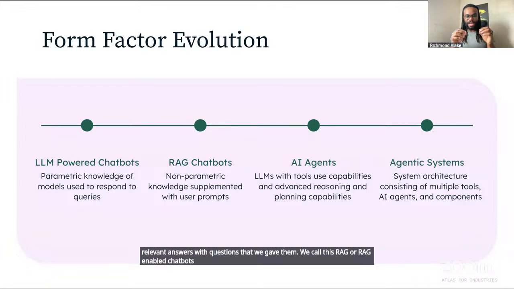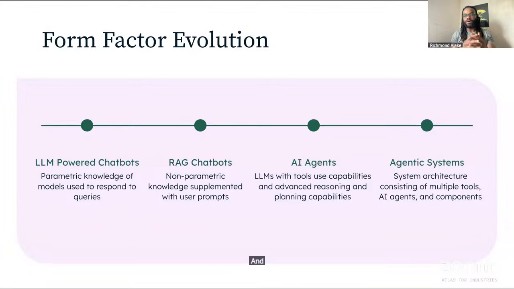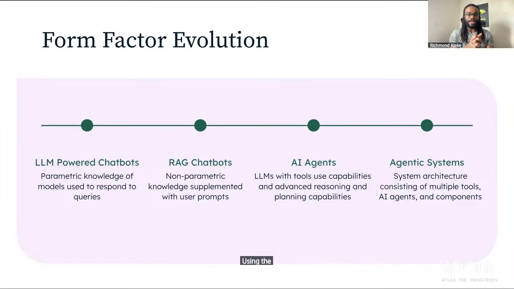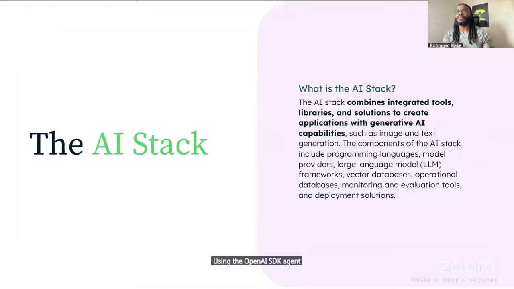Now, the LLMs have emergent abilities such as reasoning, tool use, and function calling, and they're getting better. What that has led to is a new form factor, the one we're seeing today, which is AI agents and agentic systems. So today you're going to learn how to build AI agents and agentic systems using MongoDB and the OpenAI Agents SDK.